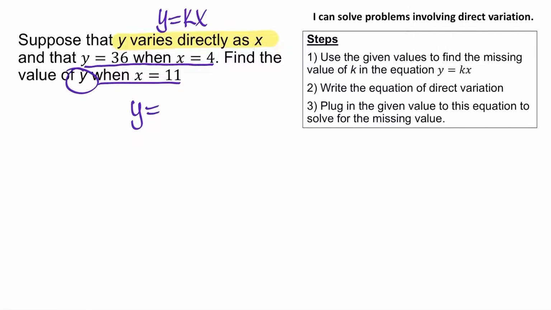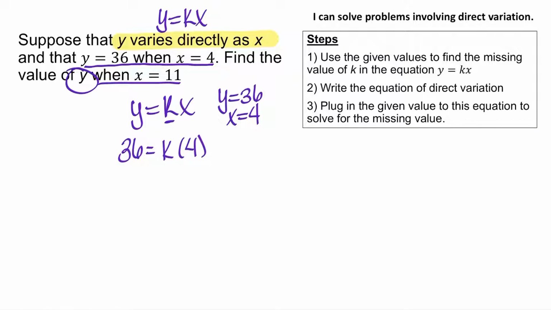Well, I only have y equals kx right now. If I want to find a value of y, what I really need is to figure out the value of k. So I'm going to use this first set of conditions, y equals 36 when x equals 4, to figure out the value of k. I can plug into this equation and get 36 equals k times 4. This equation I can solve to figure out the value of k. I'm going to divide both sides by 4, and I get 36 over 4, which is 9, equals k. That means I can write my direct variation equation as y equals 9x.